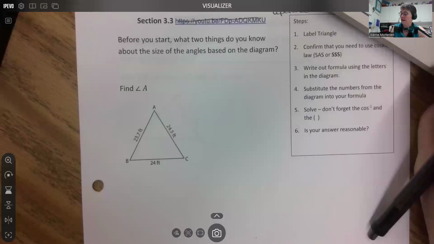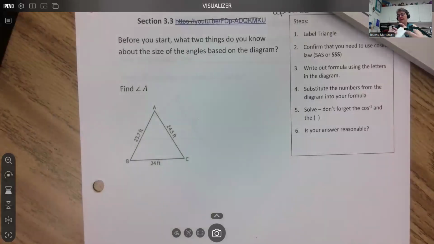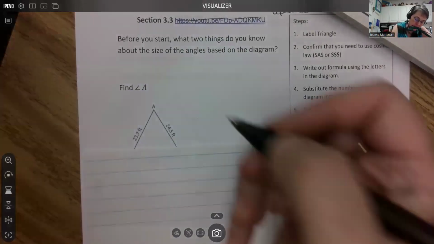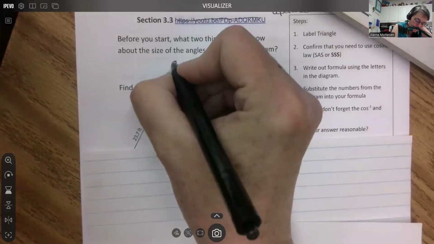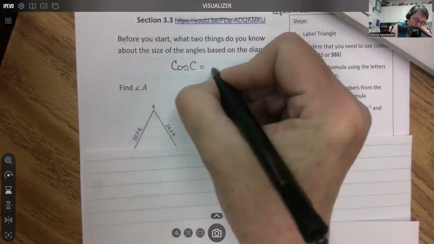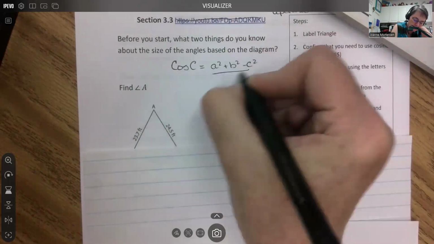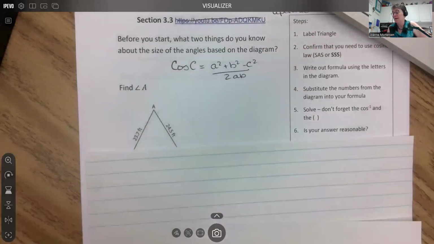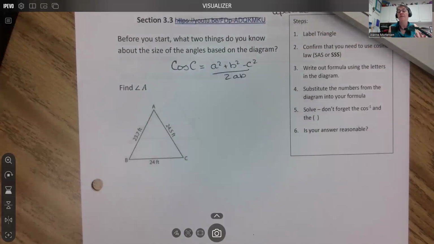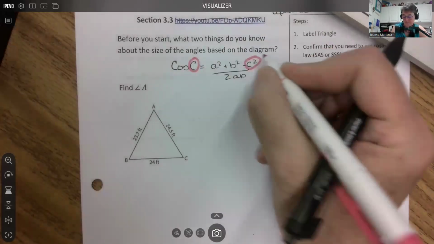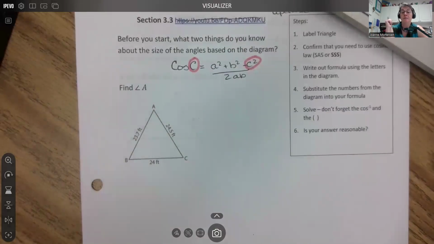Okay, here we go. So we're going to find angle A. I'm just going to recopy cos c is equal to a squared plus b squared minus c squared over 2ab. That's my general one. And I know I'm not solving for angle A, but I just need the pattern, because honestly, I've only been using this for a year.